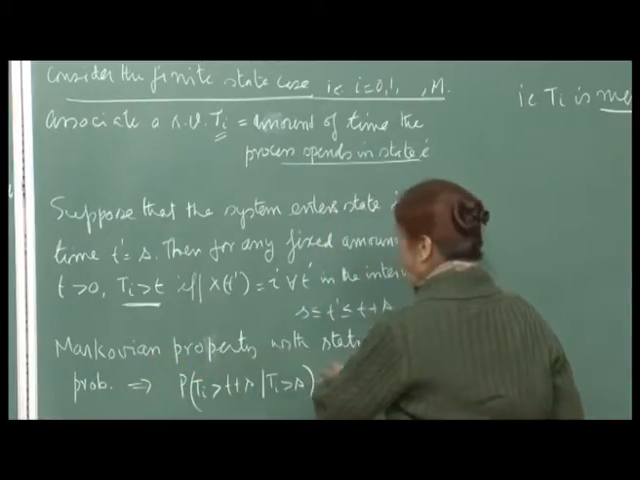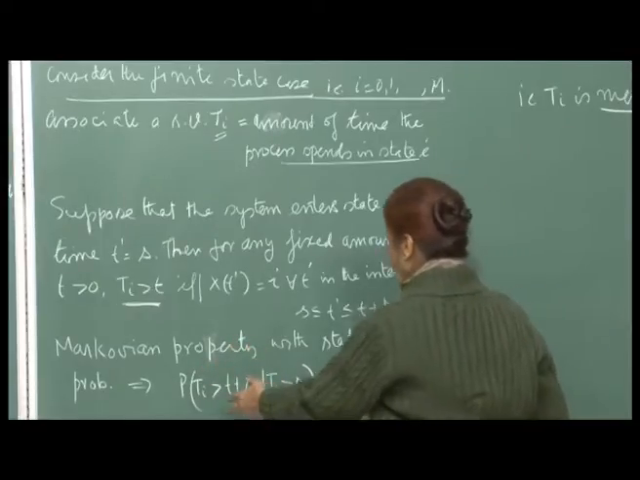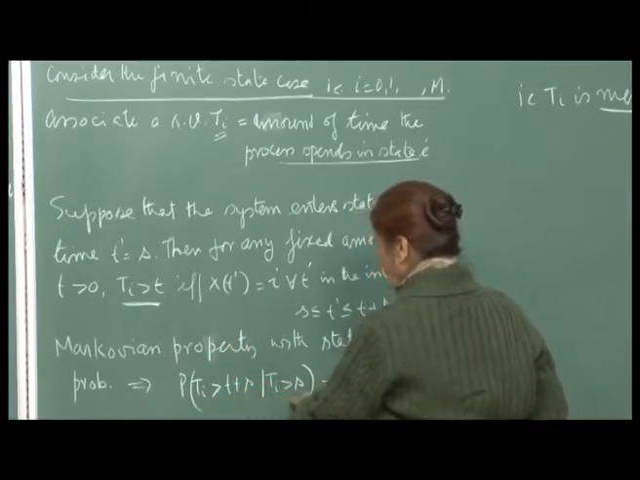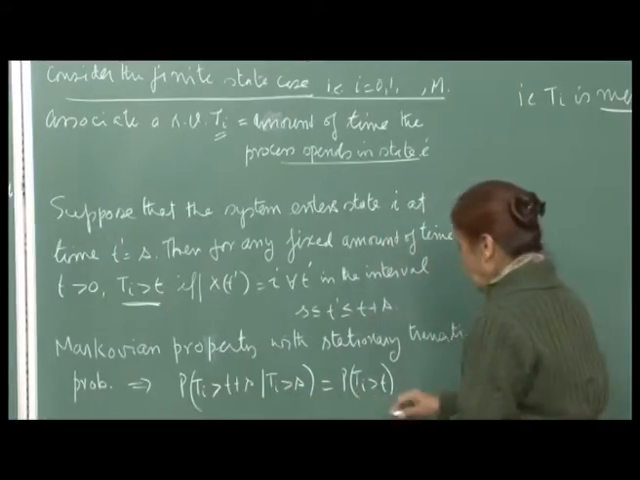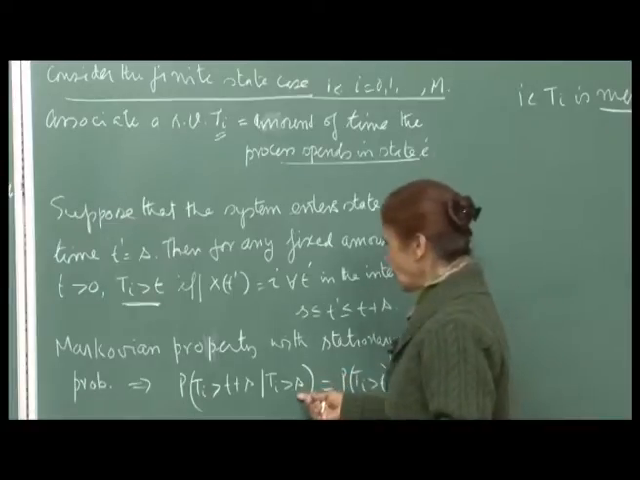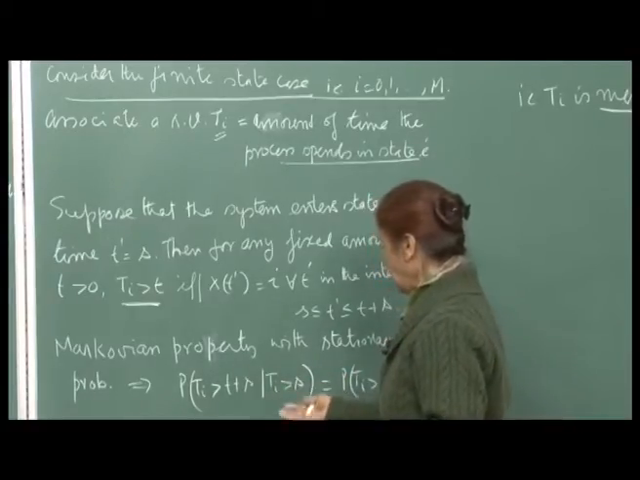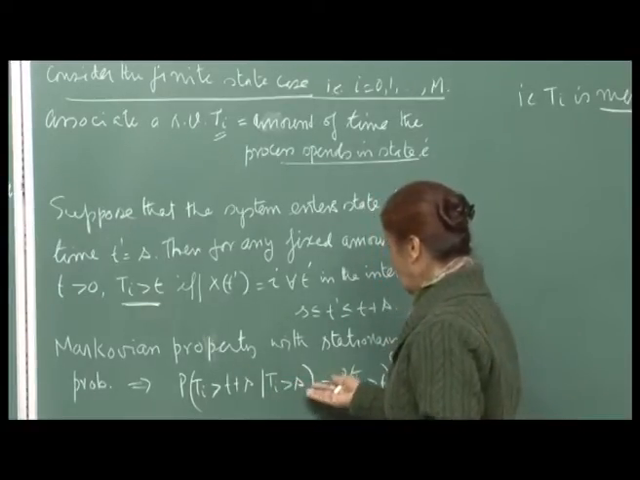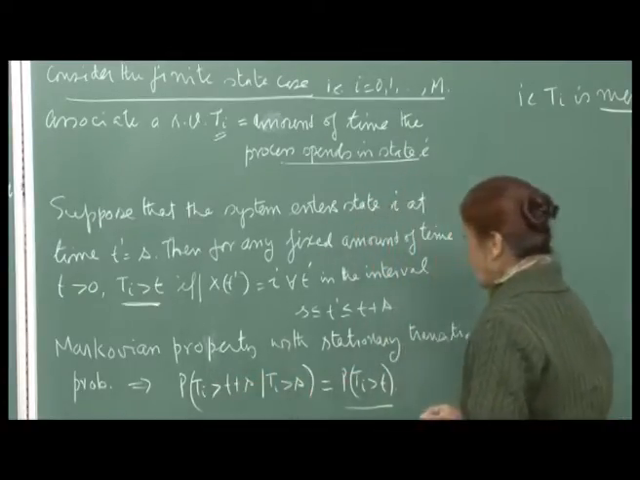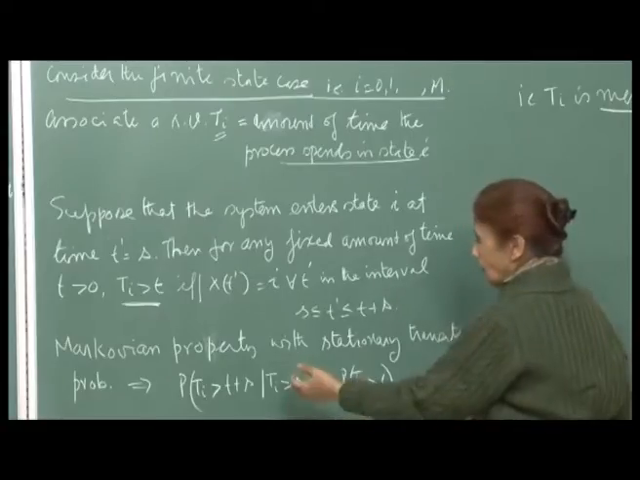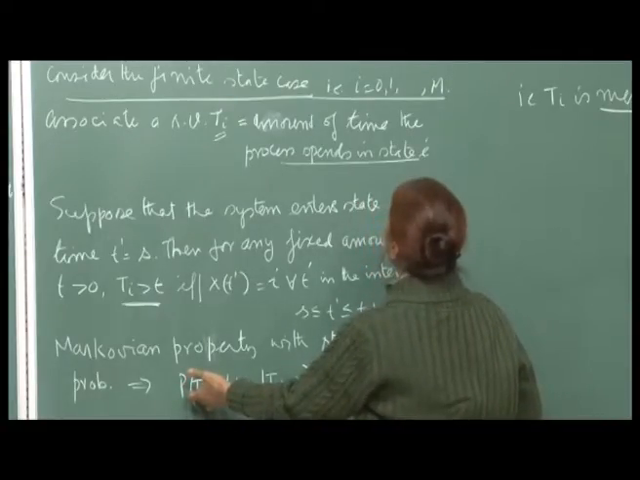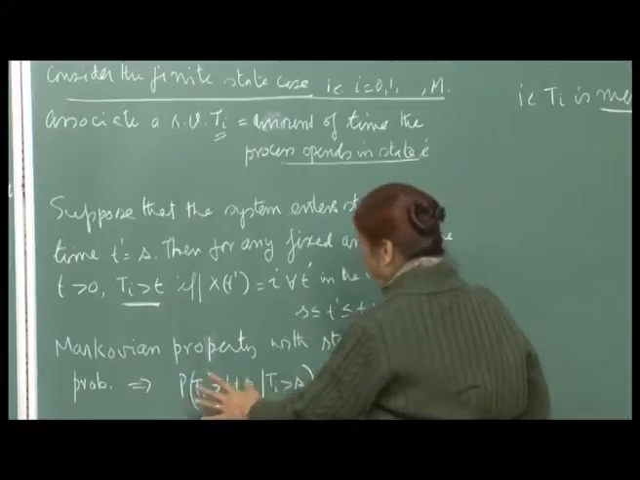These are the important things, and we say that this is a Markovian property with stationary probabilities, which implies that the probability that T I is greater than t plus S given that T I is greater than S is the same as the probability that T I is greater than t, right, because I can take S to be 0, and then initially it is in state I, and now it continues to be in state I.